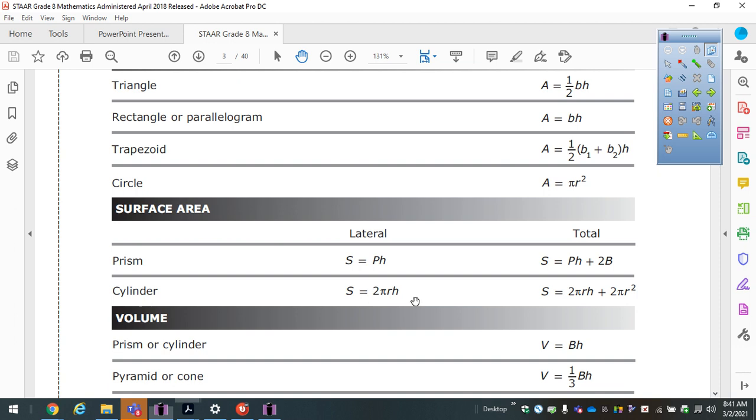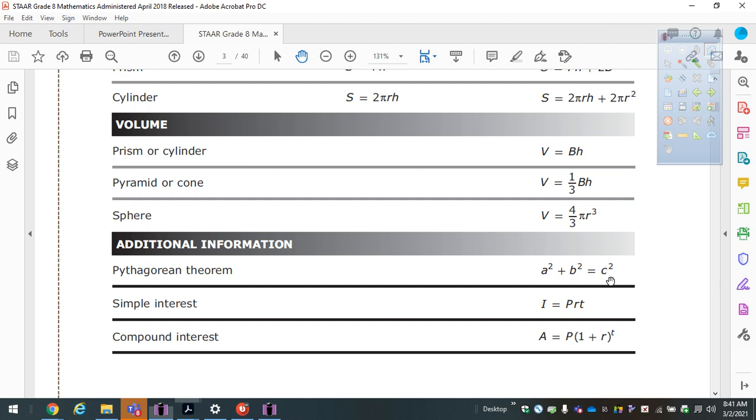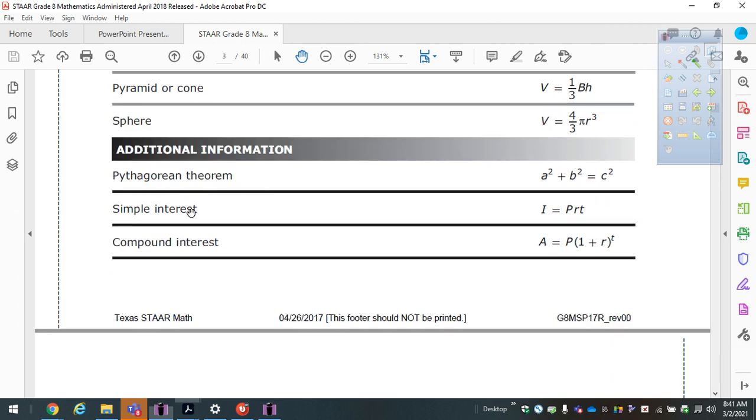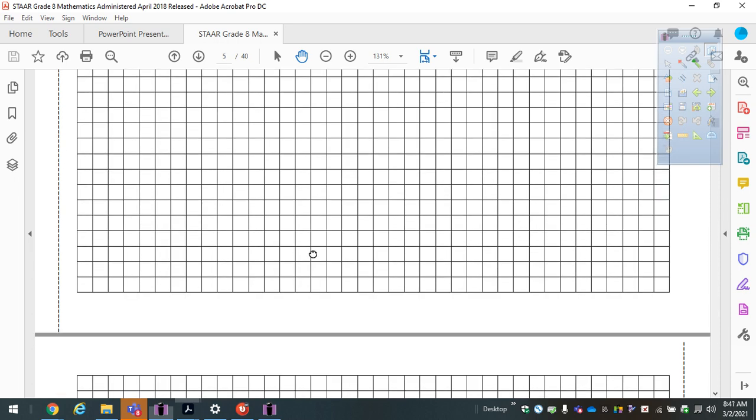Here's surface area, all these things. Remember, big P stands for perimeter of the base. Big B stands for area of the base. And same thing here. Moving on, a squared plus b squared equals c squared. I'm going to teach you these things tomorrow, guys. Simple interest and compound interest. They're really easy. You just got to understand what the question's asking. Okay? Moving on.